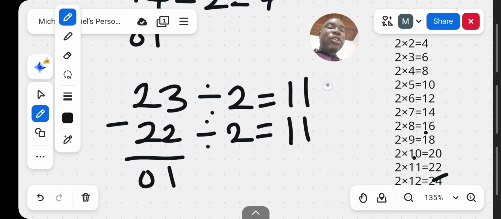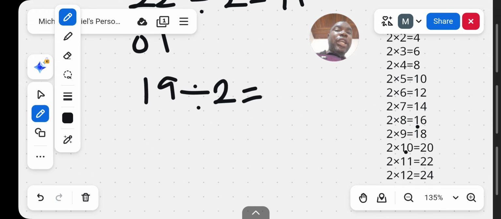I think I should just do one more example before we leave. Let me quickly do one more example. Okay, now we have 19 divided by 2. What is 19 divided by 2? If you read the 2 times table, you won't get 19, right? But you notice that if you read your 2 times table, 2 times 7, 14, 2 times 8, 16, 2 times 9, 18, 2 times 10, 20. So 19 is between 18 and 20.